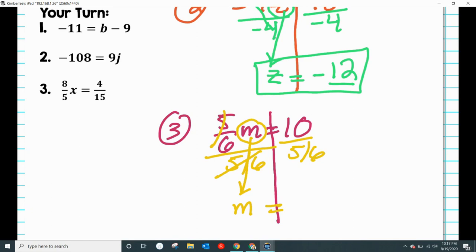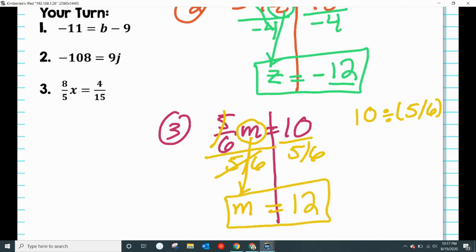Now, I wish I had the calculator on here so I could pull it up right now and show you how to do this in your calculator, but I don't have it. So I'm going to write out how you should type this into your calculator. You should type 1, 0, then hit the division symbol, and then I want you to put parentheses around your fraction when you type it in, and then hit enter. And you should get a value of, let's see, 10 divided by 5/6, it's going to be 12. That should be our value for m.